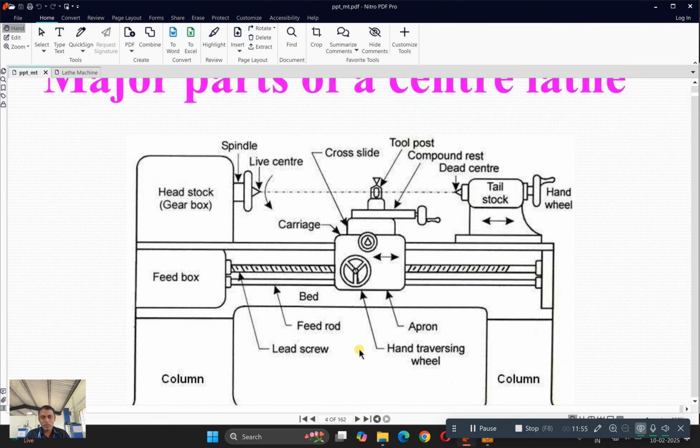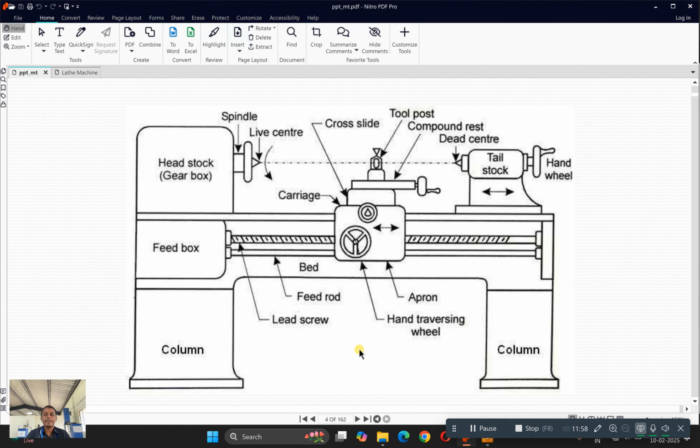So this particular diagram shows a simple line sketch of a lathe. So on either end of the body we are having a column. Okay, column is nothing but a support structure to hold this entire lathe bed. Onto this lathe bed we are having the headstock. Okay, the headstock is having the gearbox or gear trains.